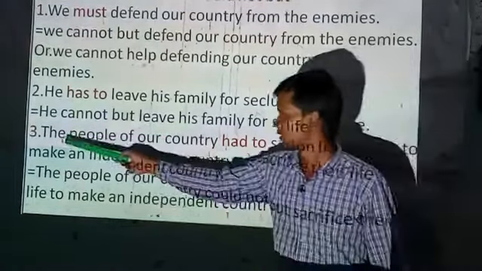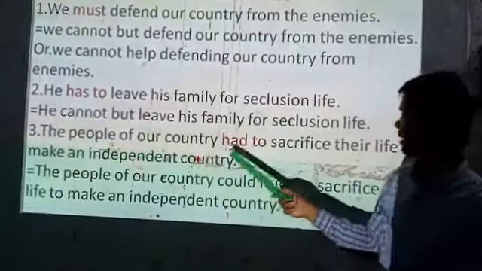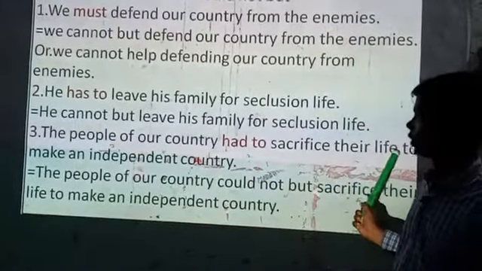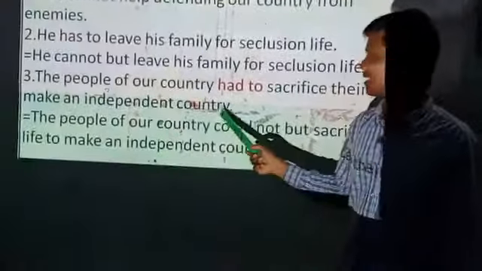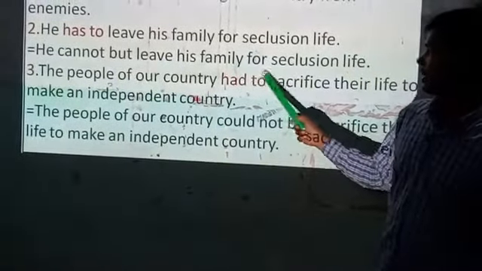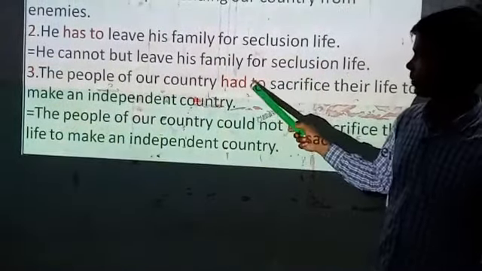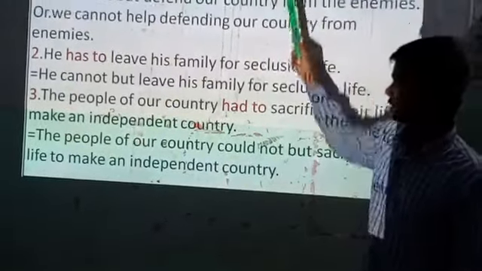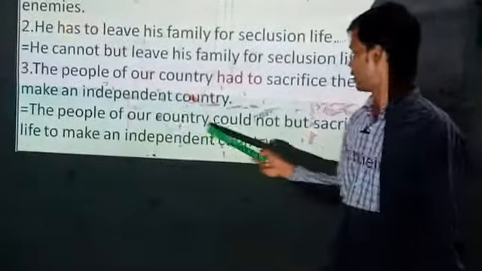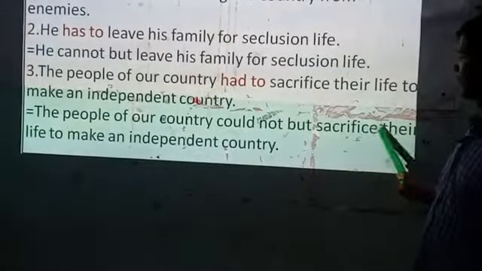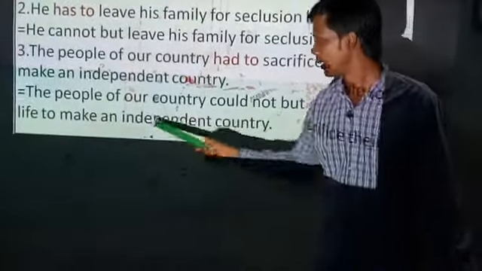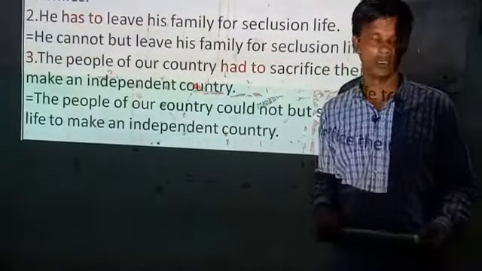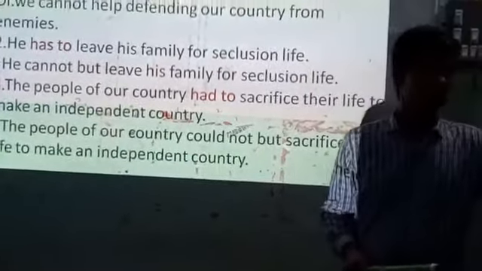Here is another example. The people of our country had to sacrifice their life to make an independent country. So here is had to. In place of had to, we will write could not but. The people of our country could not but sacrifice their life to make an independent country. So dear students, I hope you have understood.